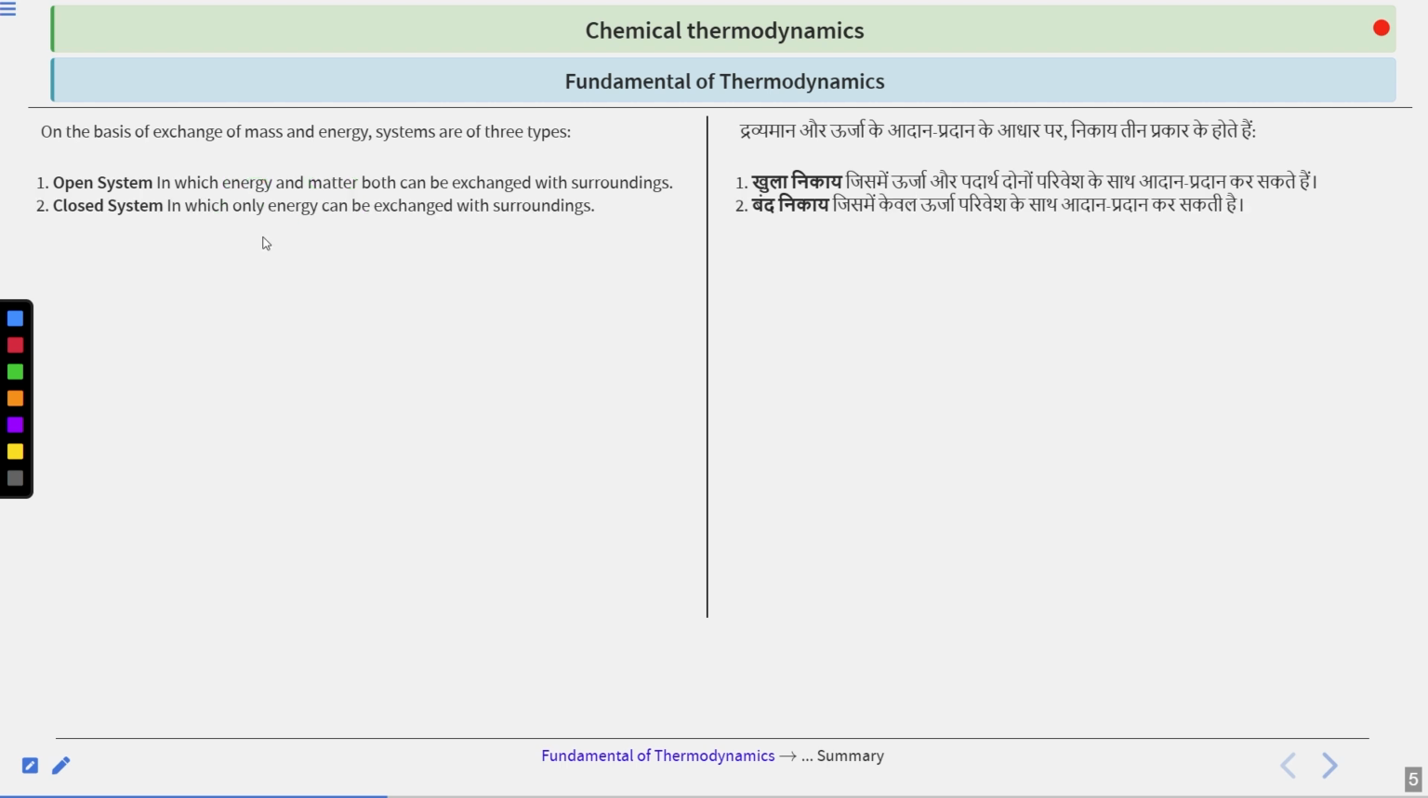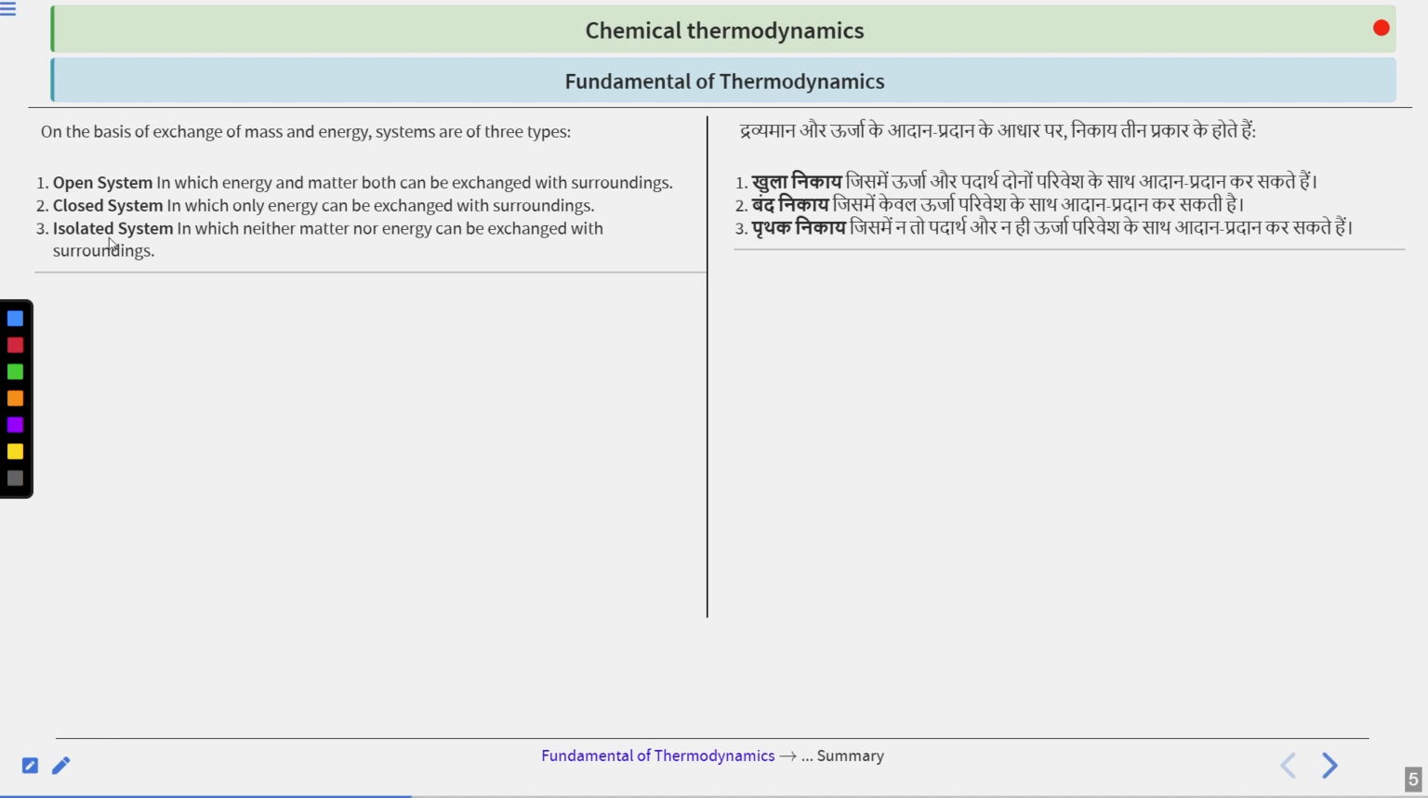Okay. Next is our closed system. So what is a closed system? In a closed system, only energy can be exchanged. So suppose you kept that lid closed. You put a lid on the hot water. Now what will happen? Slowly this container will radiate heat, but the mass that is present inside will not be allowed to escape due to the lid being closed. So in that case, we will call that system a closed system.